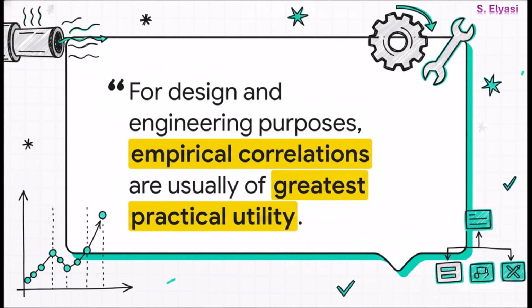You know, this quote from the textbook just perfectly sums up the whole point. "For design and engineering purposes, empirical correlations are usually of greatest practical utility." While the deep theory is critical for understanding why things work, when it's time to actually design and build something, these practical, data-driven formulas are what get the job done.